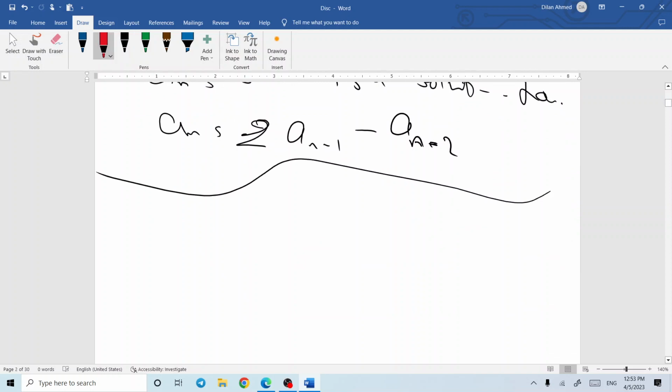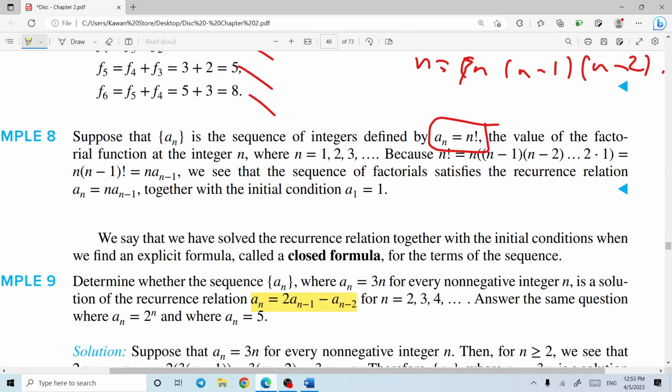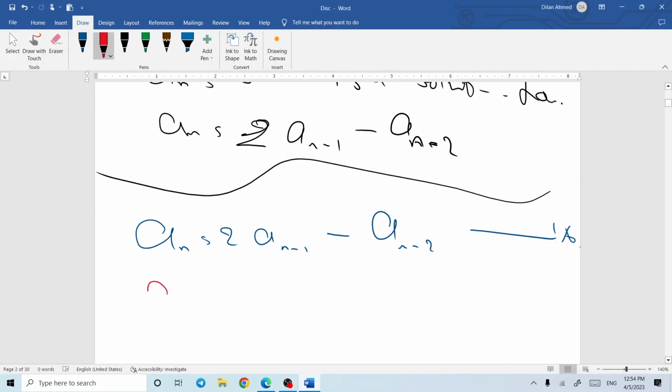Look. This is the equation, right? Equation star. We call it star. So tell me, an equal to 2 power n, is it a solution or not? Yalla, do it.